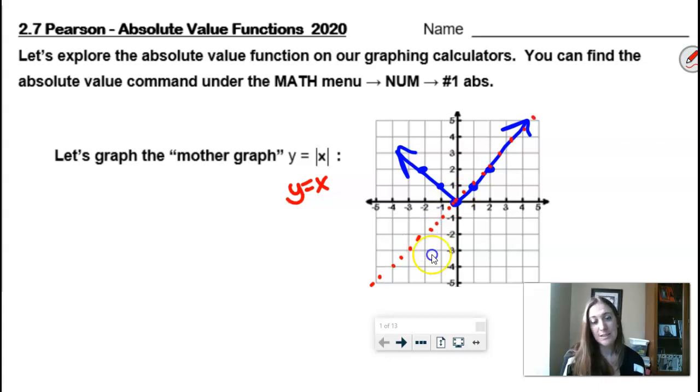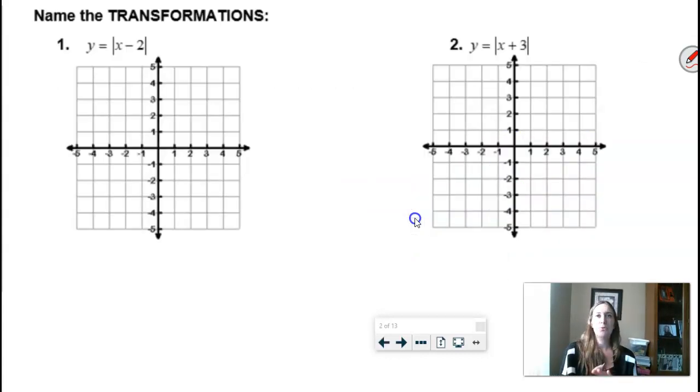What it did is it took this negative piece of the line and it reflected it up into the positive land, right? That's what absolute value does, it creates a positive distance from 0. So that's why you get this V shape. Anything that was negative gets hoisted up to the positive region. So that's kind of neat, right? So we know what they're supposed to look like, and let's think about transformations as we graph these.